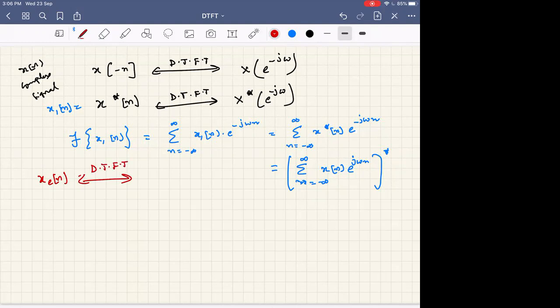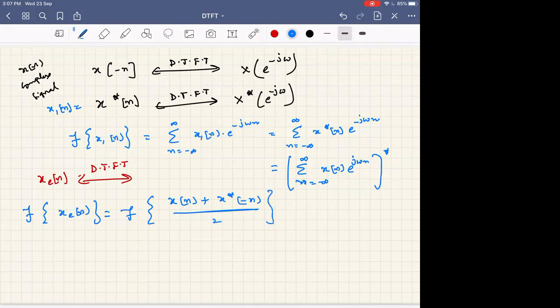What is the answer? X of e power j omega plus j times x conjugate of e power j omega by 2. Yeah, very good. So if we want to derive, what we do is x of n plus x star of minus n by 2. This is how we write the definition for x even of n, right? Okay, x of n plus x star of minus n by 2, correct? This is the definition for x even of n, right?